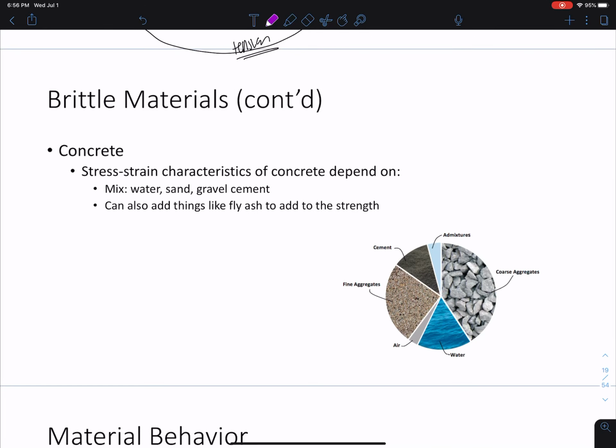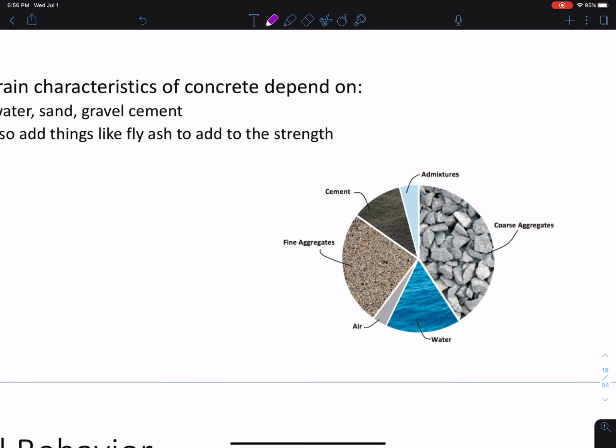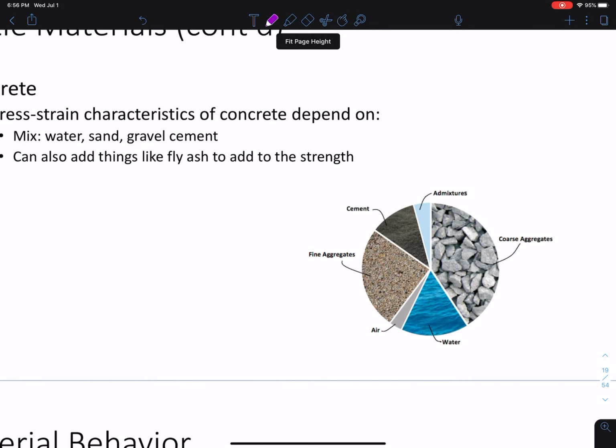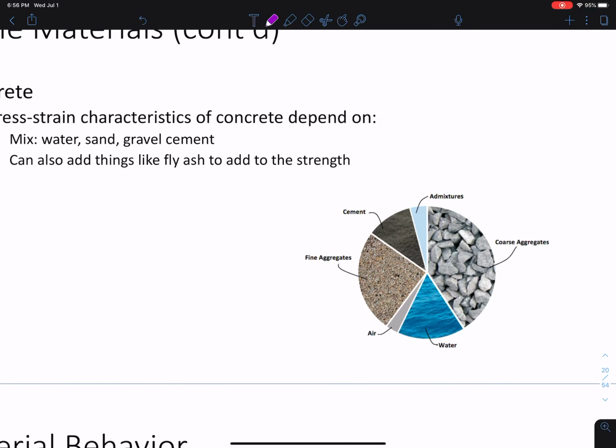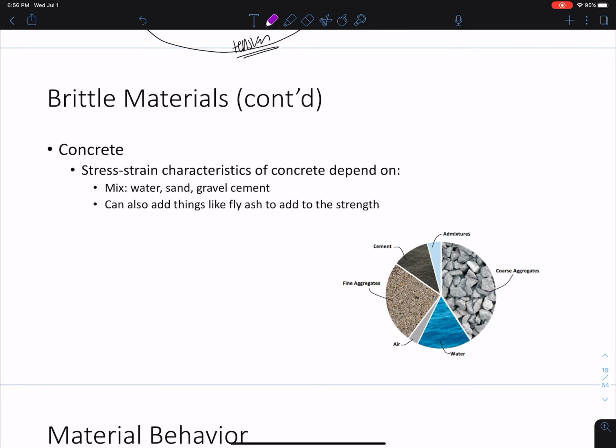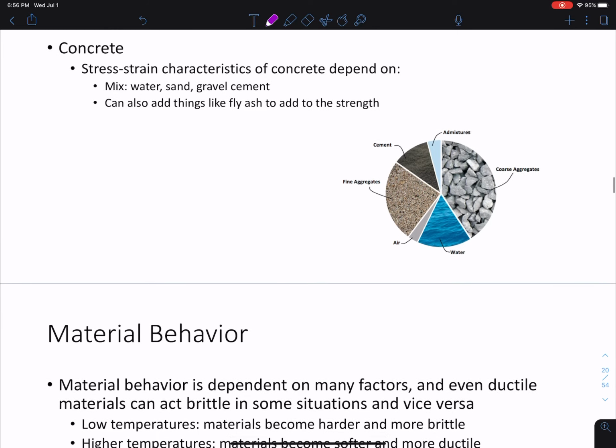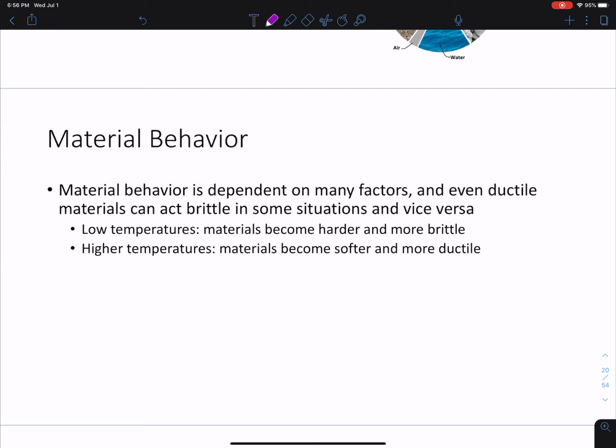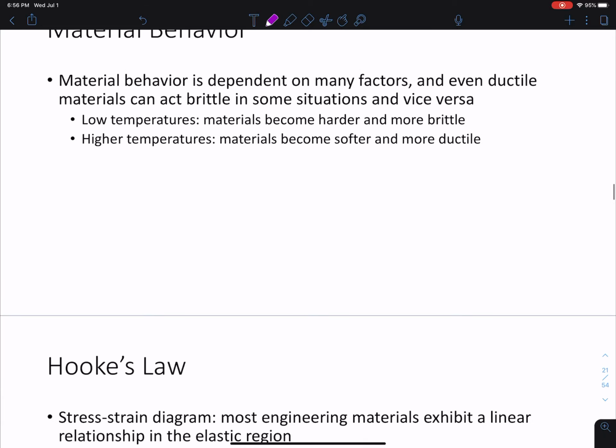So the stress-strain characteristics of concrete depend on the mix. It has to be certain parts water, admixtures, cement, you can have aggregates, you can have fly ash, all this good stuff to make your concrete perform better and stronger. Material behavior is dependent on many factors, and in some cases ductile materials can act brittle. For example, at low temperatures materials become harder and more brittle, versus high temperatures when they become softer and more ductile. These are all things you have to think about in your design.